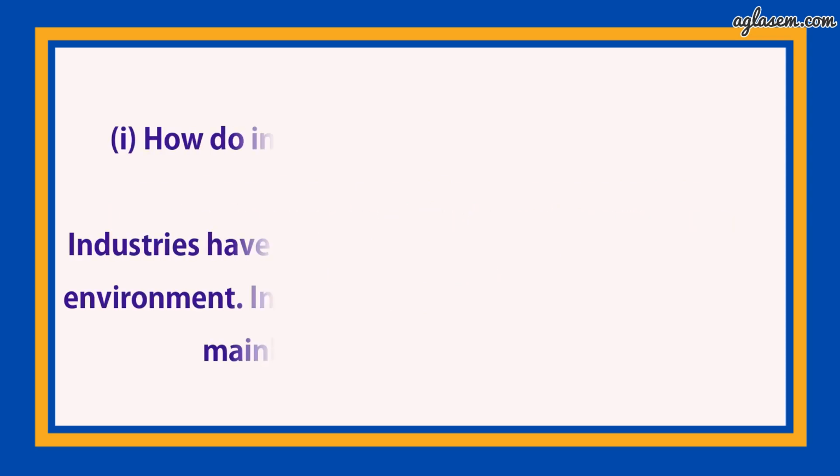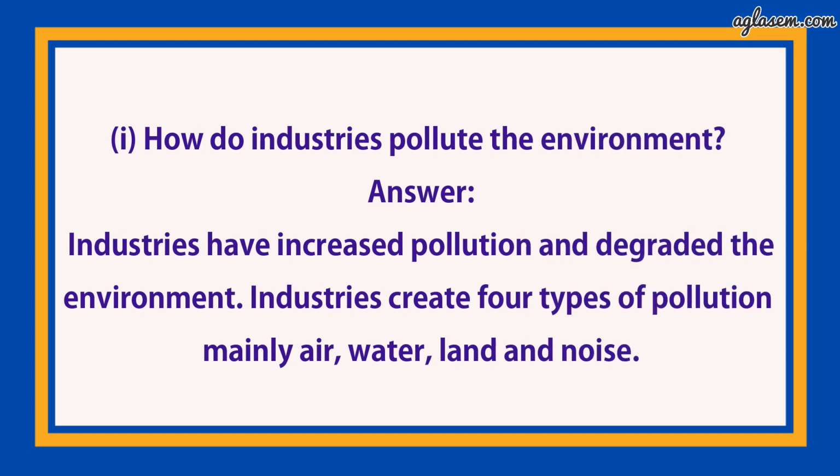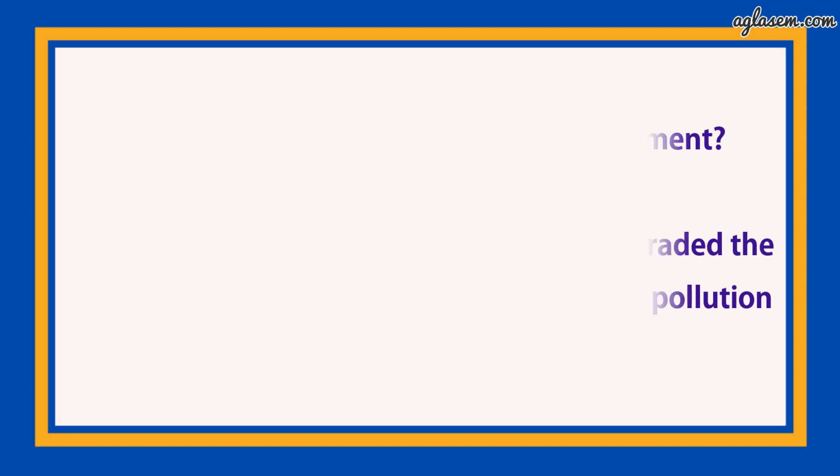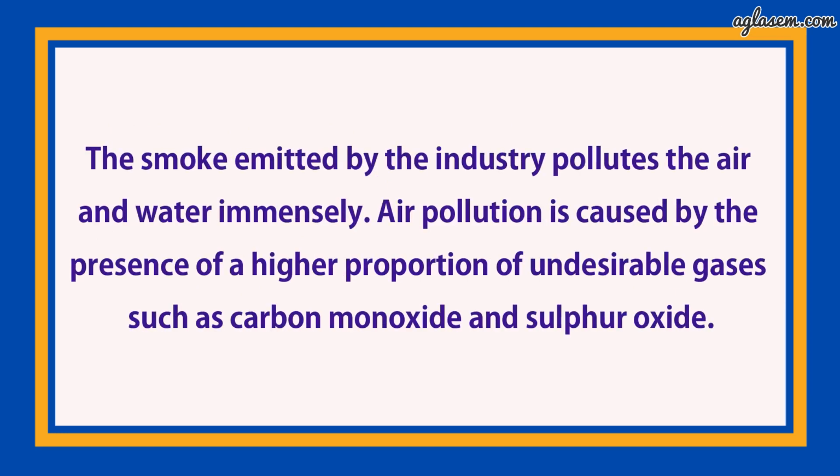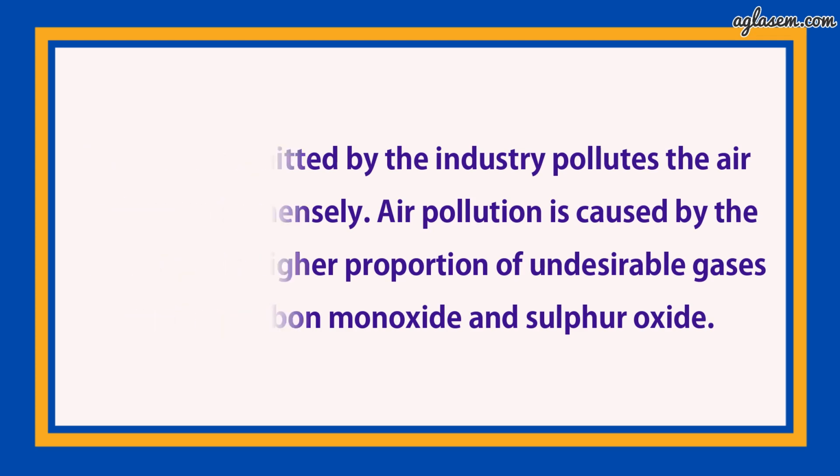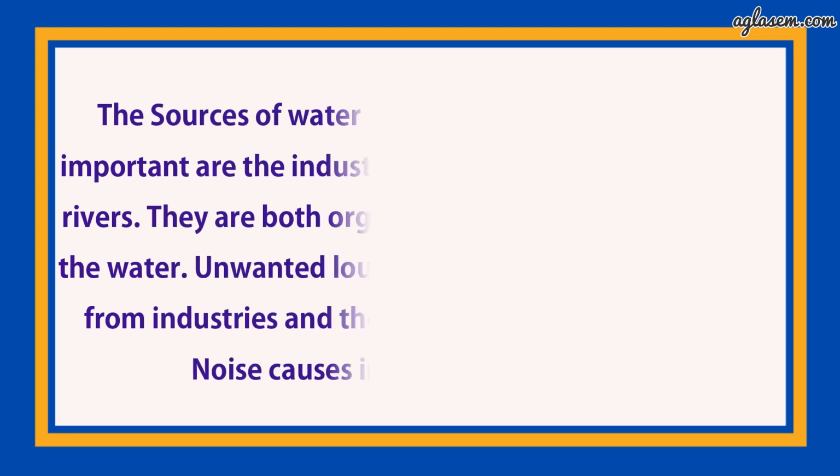First, how do industries pollute the environment? Answer is, industries have increased pollution and degraded the environment. Industries create 4 types of pollution and they are air pollution, water pollution, land pollution and noise pollution. The smoke emitted by the industry pollutes the air and water immensely. Air pollution is caused by the presence of a higher proportion of undesirable gases such as carbon monoxide and sulfur oxide.